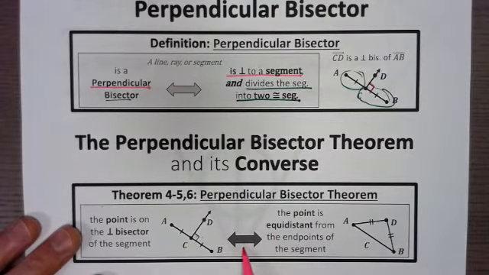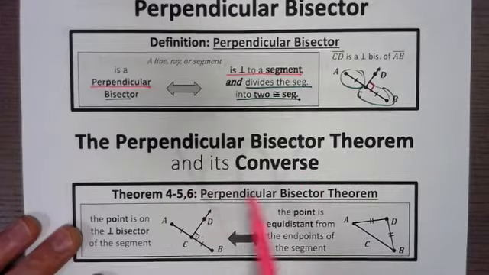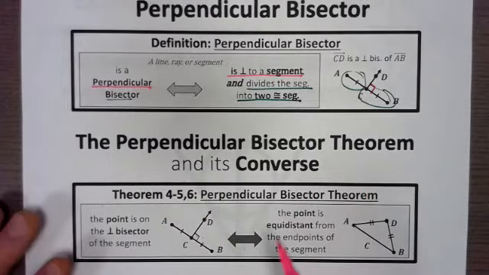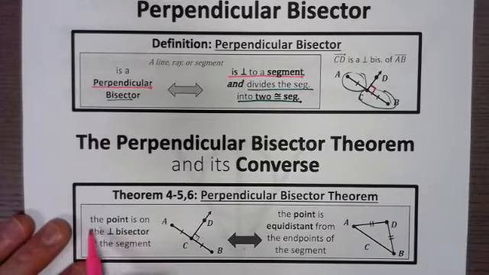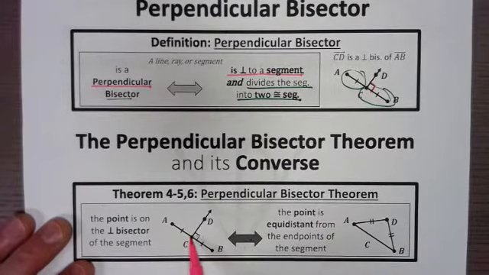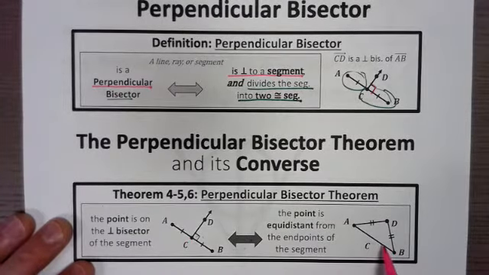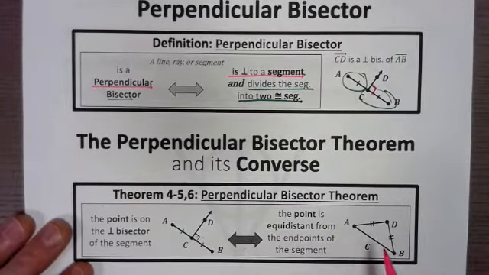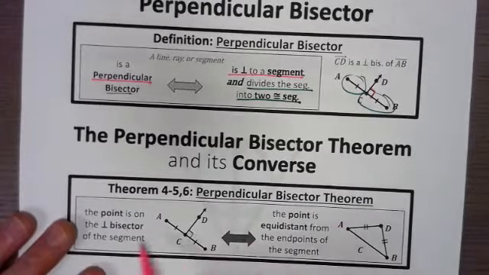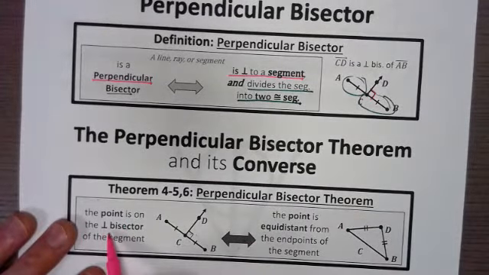It's a biconditional, which means the converse is going to go both ways and be true. First off, it tells us the point is on the perpendicular bisector of a segment if and only if the point is equidistant from the endpoints of the segment. So here we have this diagram, and here we have this diagram. Well, how do we get from here to here? What that means basically is that the point is on the perpendicular bisector.